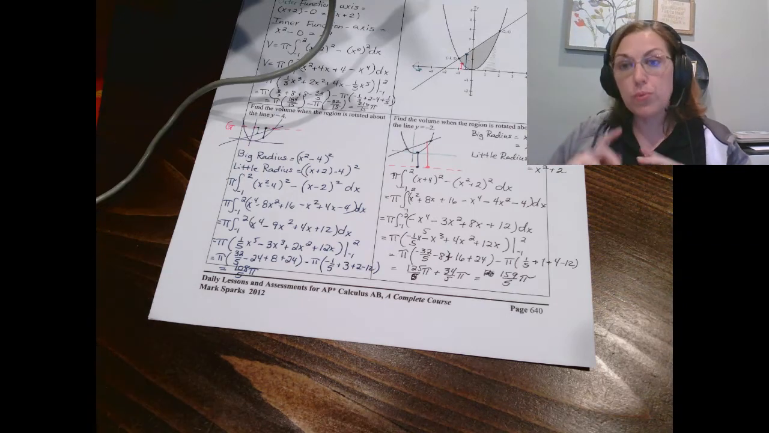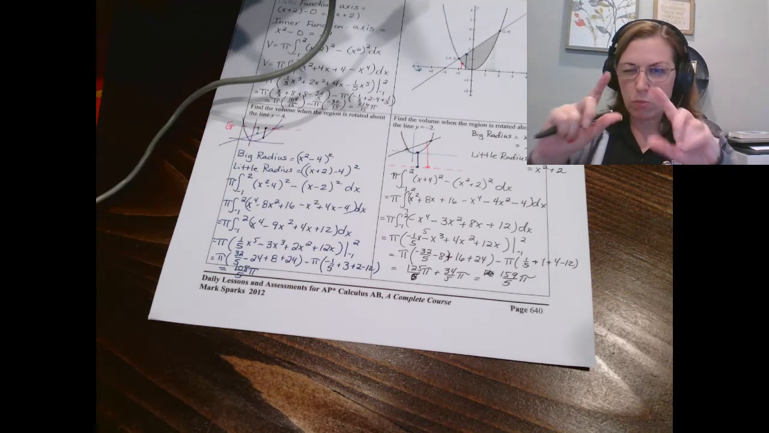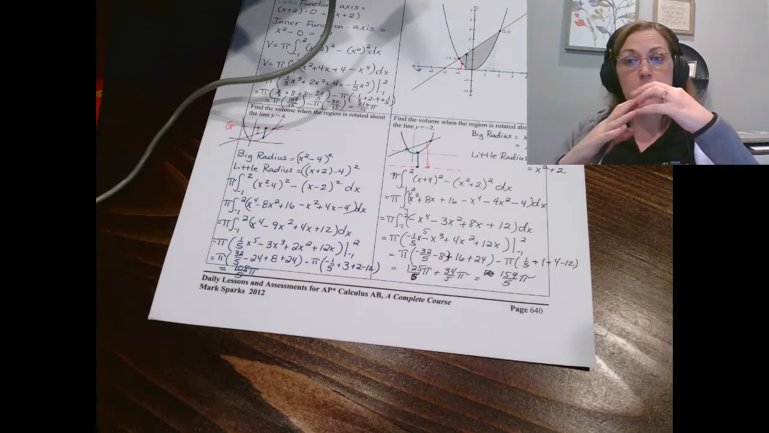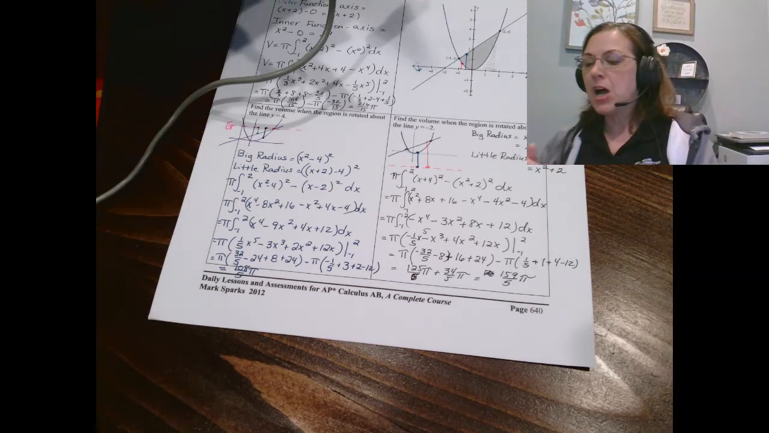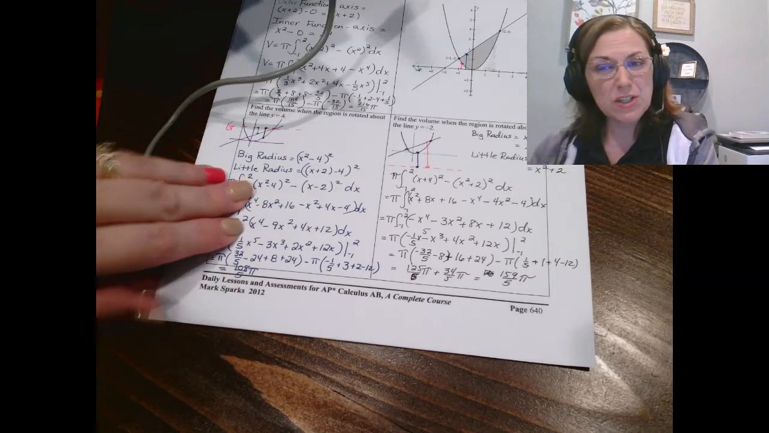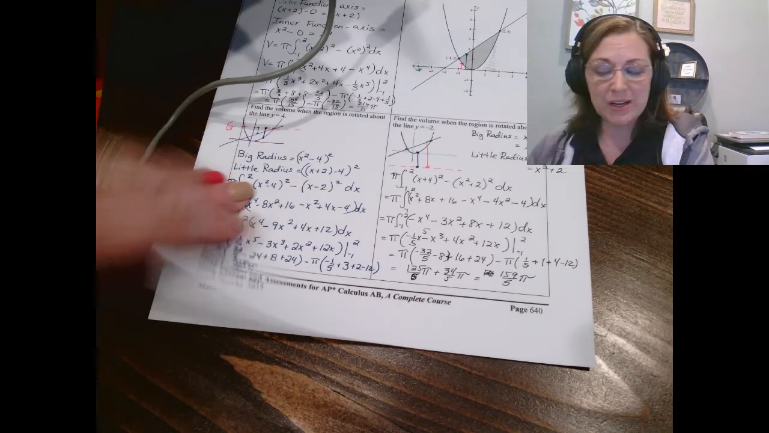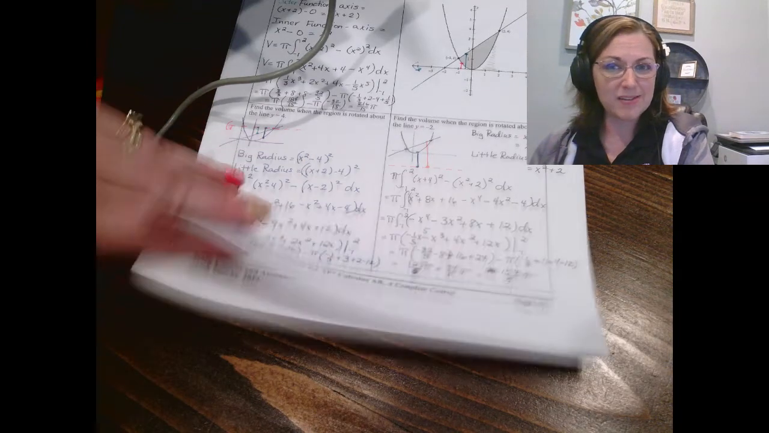Okay, so really, really practice with where that axis of rotation is. You need your big radius, and you need your smaller radius. The order in which you subtract really doesn't matter because you're going to square them inside of the integral anyways. So don't get caught up on that. I don't want that to hold you back.